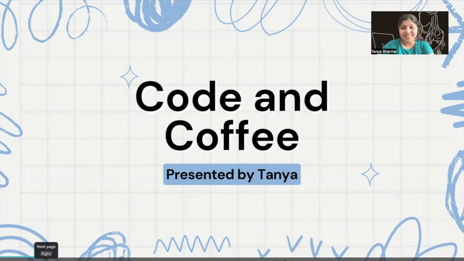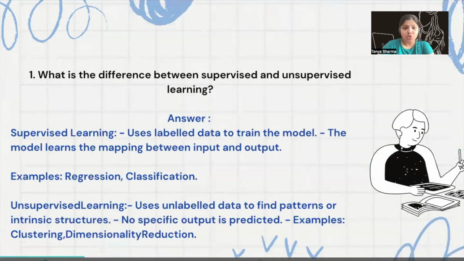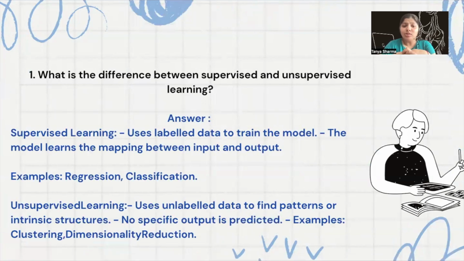So let's start the series of questions. The first question is, what is the difference between supervised and unsupervised learning? Supervised learning uses labeled data to train the model. The model learns the mapping between input and output. Examples are regression and classification.